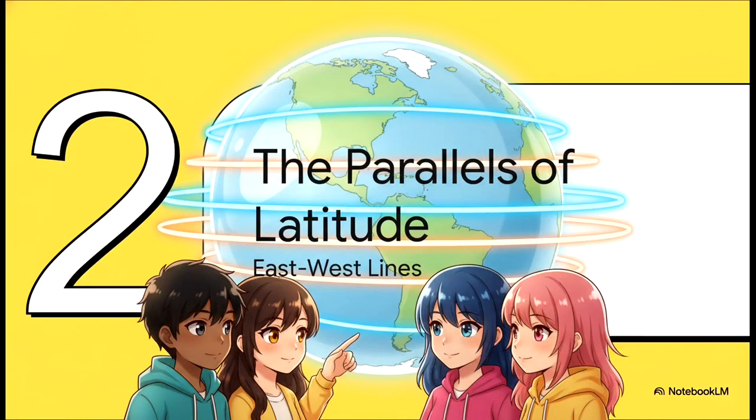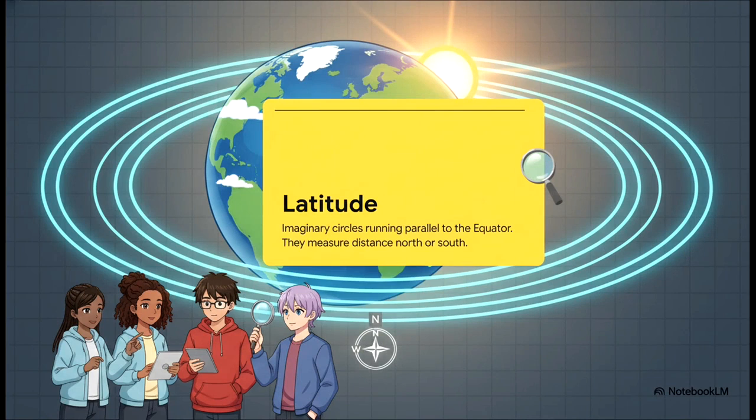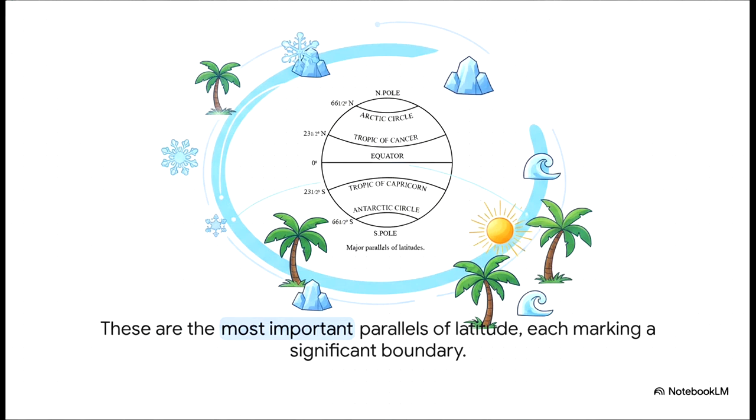All right, time to start drawing our lines. The first set we're going to look at are the horizontal ones. Just picture them wrapping around the globe like hula hoops. These are called the parallels of latitude. Yeah, think of them like these flat circles that are always parallel to each other. They never, ever touch. And they're all parallel to the big one, the most famous one of all, the equator. Their whole job is just to tell you how far north or south of the equator a place is. Simple as that.